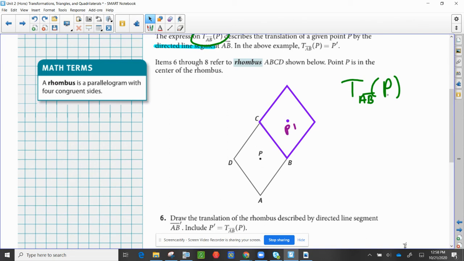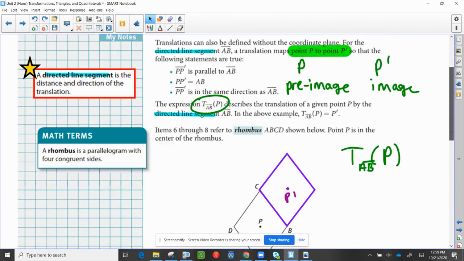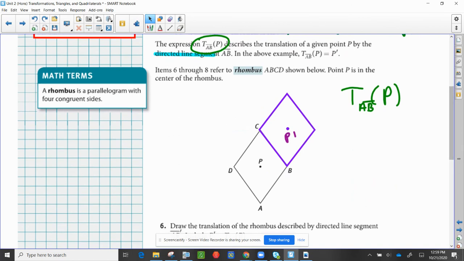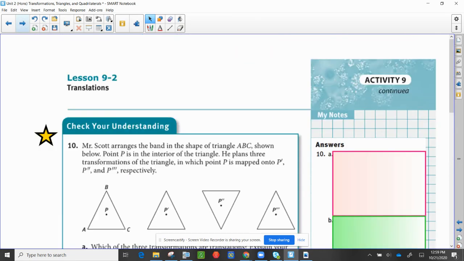So it's saying translation. We're going to move point P along the segment AB. That's what they call the directed line segment. Sorry about that, brain fart. The directed line segment tells you the length of your translation and then in what direction you're moving. So AB runs right here. All I did was move it that same distance in that same direction. Okay, so I'm just going to have you answer a couple of questions now on the check your understanding.